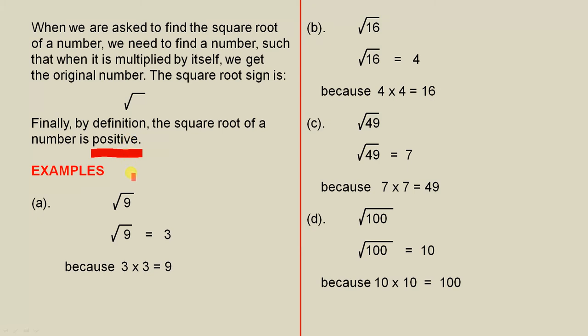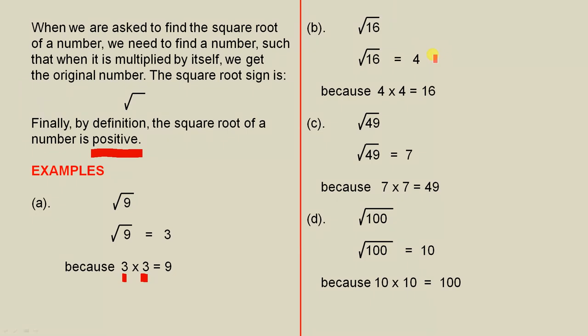Let's look at some examples. Number A, the square root of 9. The square root of 9 equals 3 because 3 times 3 equals 9. So remember by the definition that we had earlier, when you multiply a number by itself and you get a particular number, that number is the square root. So for 9, the square root of 9 is 3 because 3 times 3 equals 9. You're multiplying a particular number by itself to give you 9.